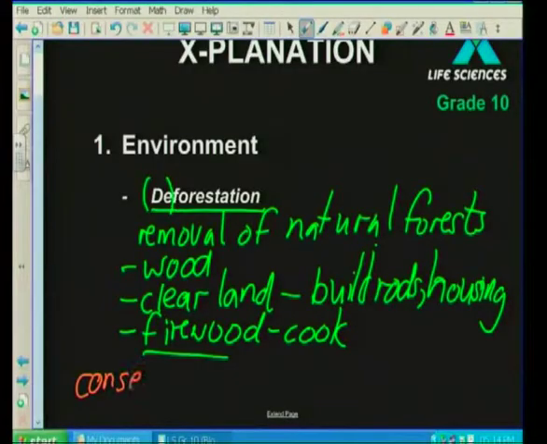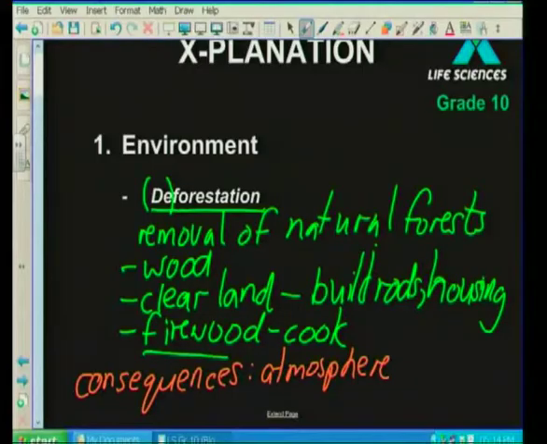Now, what are the consequences? The consequences, meaning what is the problem now? What is it causing? Now, the consequences are things like it changes the composition of our atmosphere. Now, what does that mean? It means that it has an effect on our atmosphere. It changes the composition of the gas in the air. In other words, because trees absorb carbon dioxide, remember, for photosynthesis, and release oxygen back into the air, that balance is going to be out of balance now. So it's going to affect the level of carbon dioxide and the level of oxygen in the air when the trees are removed.